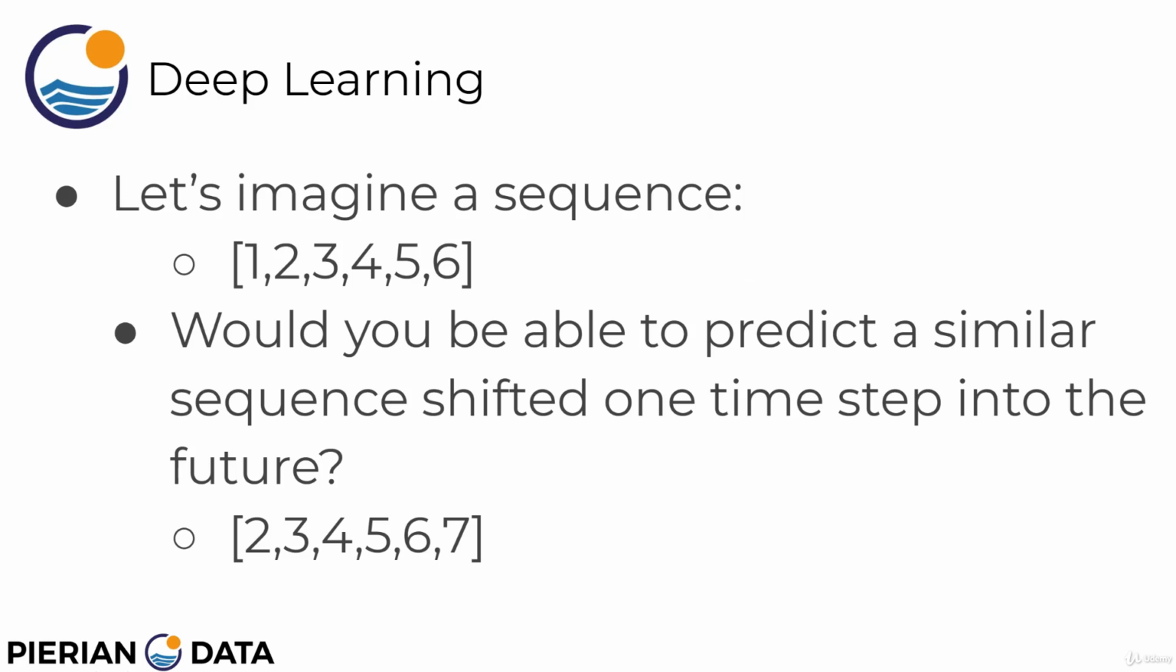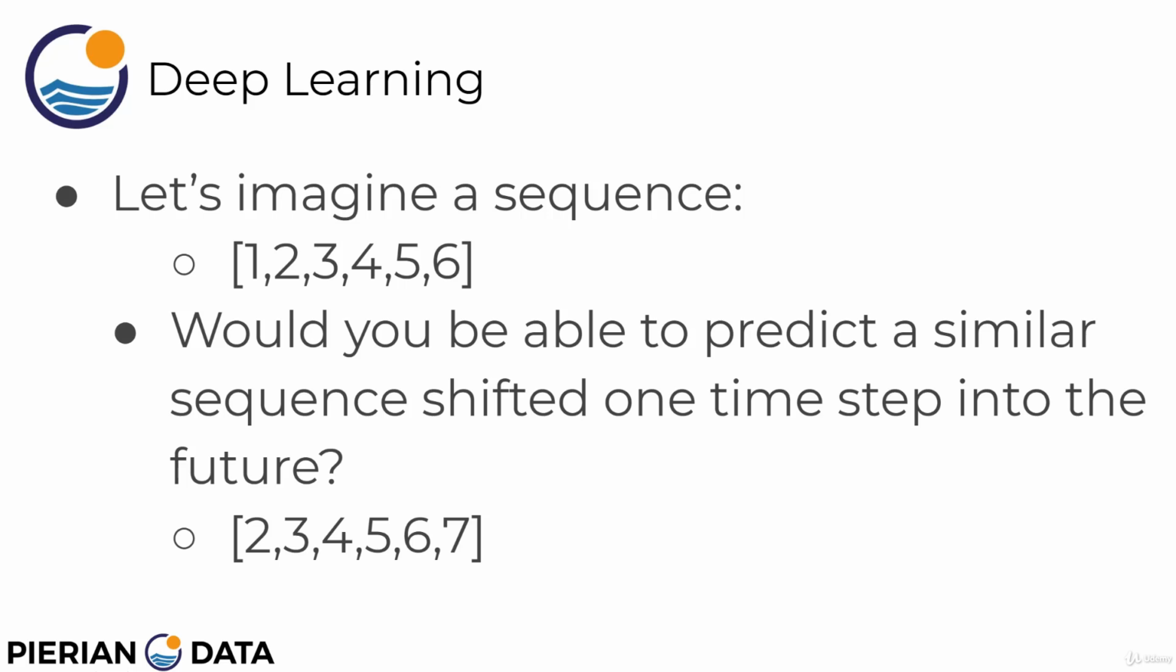So we can imagine something like a very simple sequence of 1, 2, 3, 4, 5, 6. And the question we're trying to answer is, would you be able to predict a similar sequence shifted one time step into the future? Now, if we're reading this as humans, it's probably easy to tell that the next number should be a 7, since it looks like the pattern is just add 1 as you go along. That may not be the correct pattern here, but it's a pretty reasonable pattern to assume. So we would probably then predict that the next time sequence shifted just one time step into the future with the same number of elements would be 2, 3, 4, 5, 6, 7.